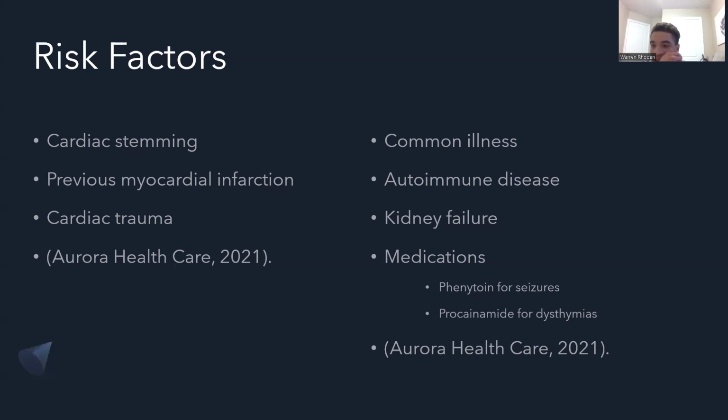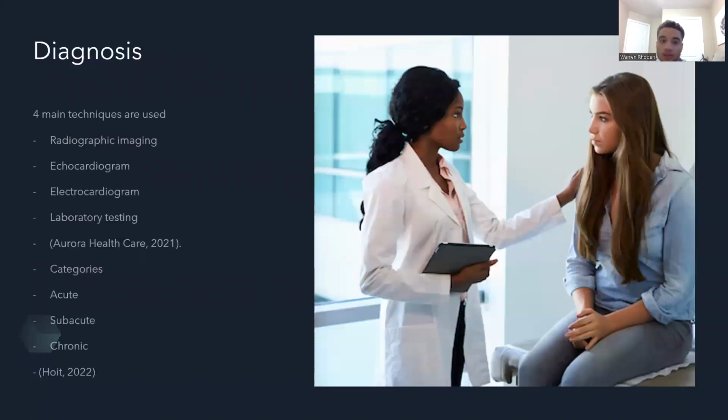For common illnesses, there are four big things I picked up: autoimmune diseases, just generally being sick, kidney failure, and medications. There are two I found that are really important, one for seizures and one for dysrhythmias. Another big one was surgeries to the mouth. These all lead to it because the beginning steps are still there. Your set point for temperature is higher, there's white blood cell activity, and there's vasodilation. If it happens to get a little infected in the heart too, same as cardiac stemming, the ball is rolling on pericarditis right there.